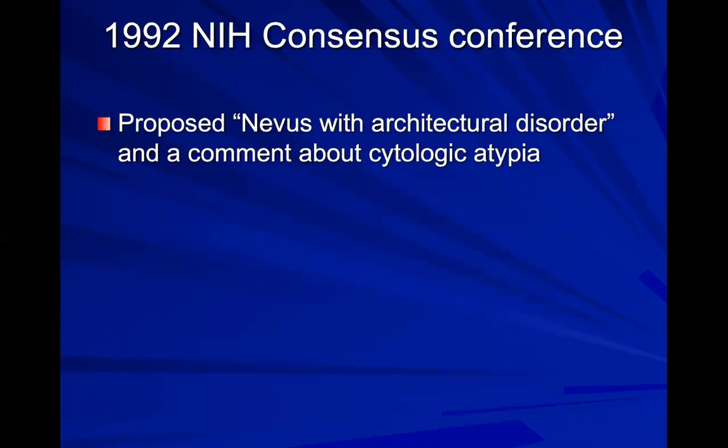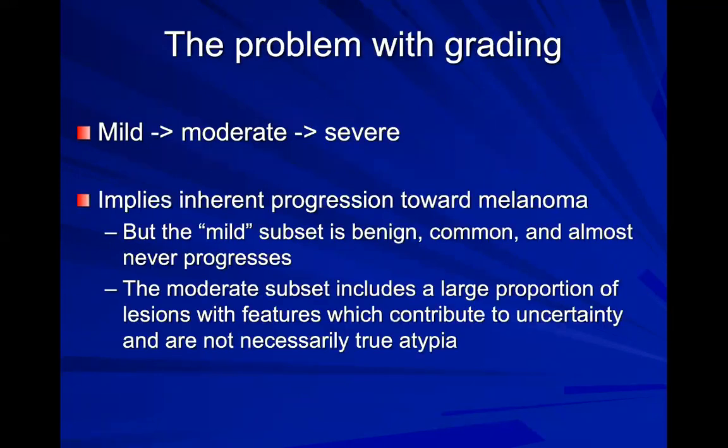Because everyone was all over the place in the 90s, there was a consensus conference where they were like, let's propose a new name. Instead of calling it dysplastic, because that's a misnomer for all of these benign ones, why don't we call it a nevus with architectural disorder, and then you grade the atypia. But of course, this is too long of a name, and dysplastic nevus, which could be nicely shortened to DN, stuck for good. So we're kind of stuck with that name.